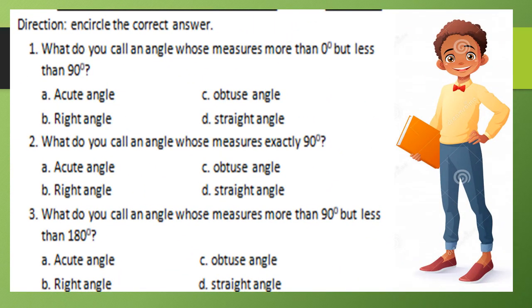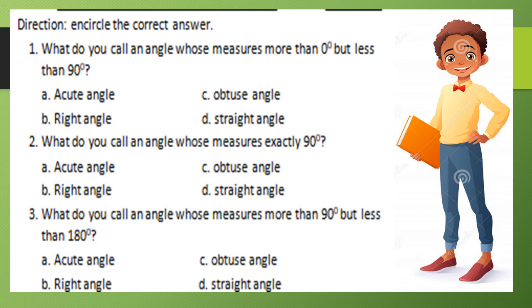Encircle the correct answer. Question number 1. What do you call an angle whose measure is more than 0 degrees but less than 90 degrees? A. Acute angle. B. Right angle. C. Obtuse angle. D. Straight angle. The correct answer is letter A.